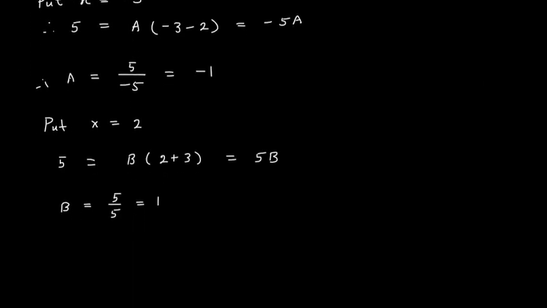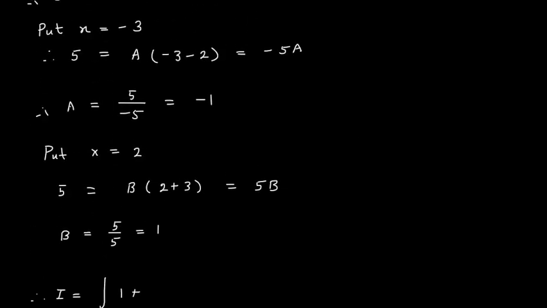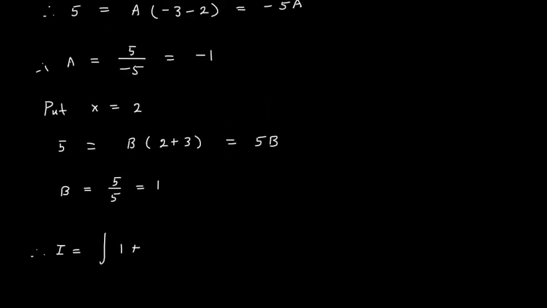So therefore my integration I becomes the integration of 1 plus, now 5 upon this term will become a. So a is minus 1, so it is plus minus 1 upon x plus 3, this first term being x plus 3, plus b, which is 1 upon the second term x minus 2, into dx.